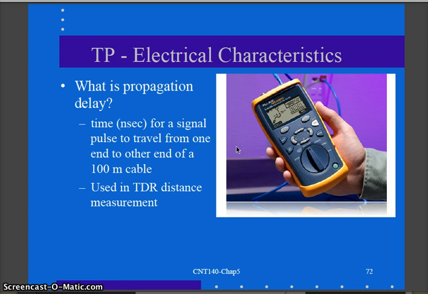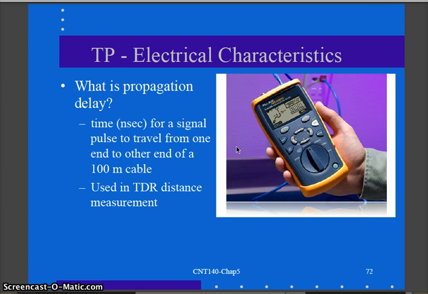A couple of the things that you run into with twisted pair is some electrical characteristics, some terms and things that come up. One of the first things they mention is propagation delay. Propagation delay is the time it takes for a signal to travel from one end of a twisted pair cable to the other end, say, a 100-meter length of cable. This is actually handy to know because there is a known factor. When you go through a certain gauge of wire and certain distance, it takes so many nanoseconds. Well, that's actually handy to know.